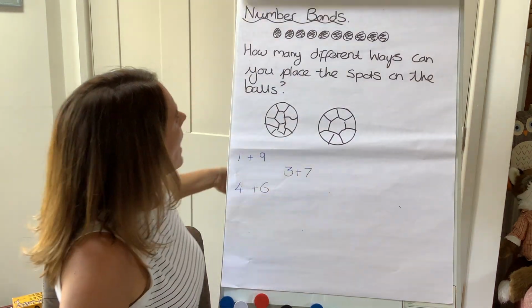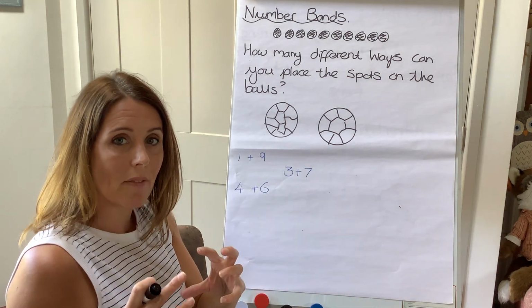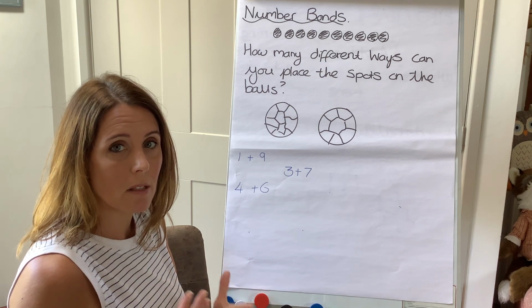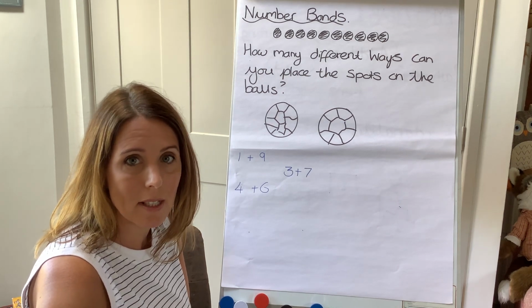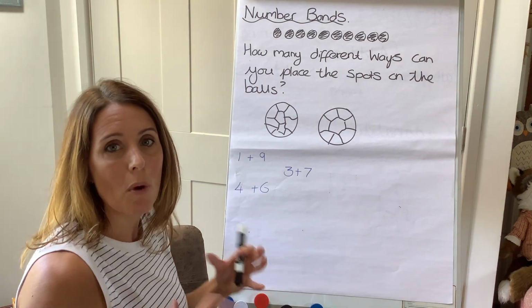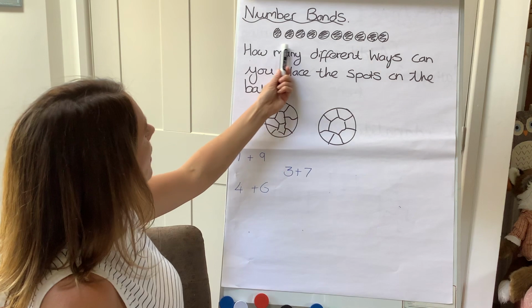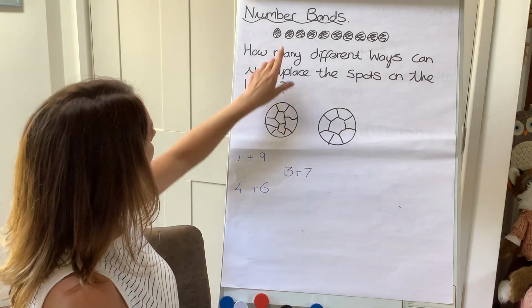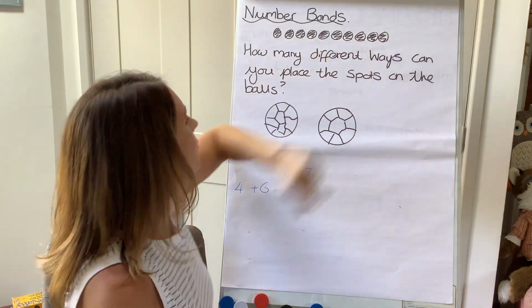The next thing we looked at are number bonds. Number bonds are 2 numbers that go together to make another number, and it's really useful to know your number bonds off by heart because it will help you later when you come to do mental and written addition, if you can quickly retrieve this information from memory without having to add them on. So we've got some spots, so we need to know how many spots there are first. 1, 2, 3, 4, 5, 6, 7, 8, 9, 10.